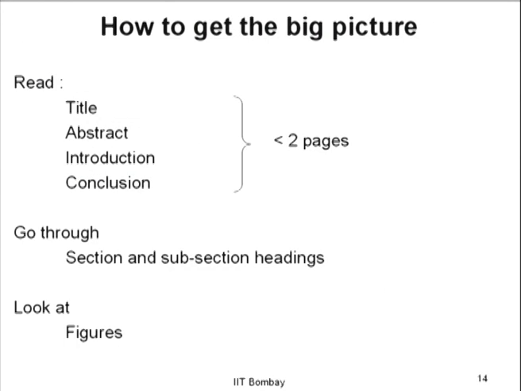So how you get the big picture is really by reading the title, abstract, introduction and conclusion, not the entire paper. Reading this much comes to roughly 2 pages, maybe sometimes even a little less than that, unless the introduction is very long, but introductions are never very long. Then you should go through the section and subsection headings, and then look at the figures, diagrams, illustrations and so on. This is all you need to do at this stage.